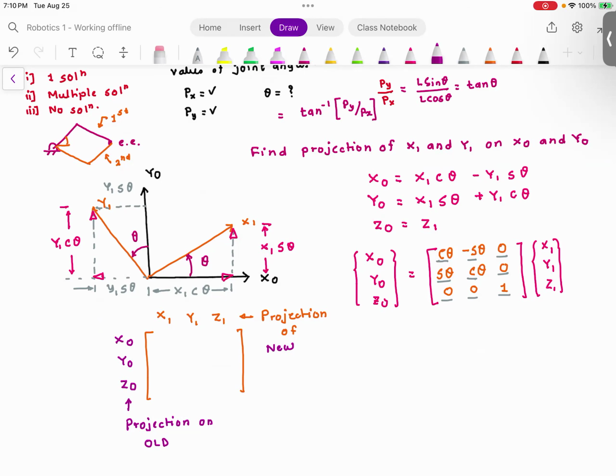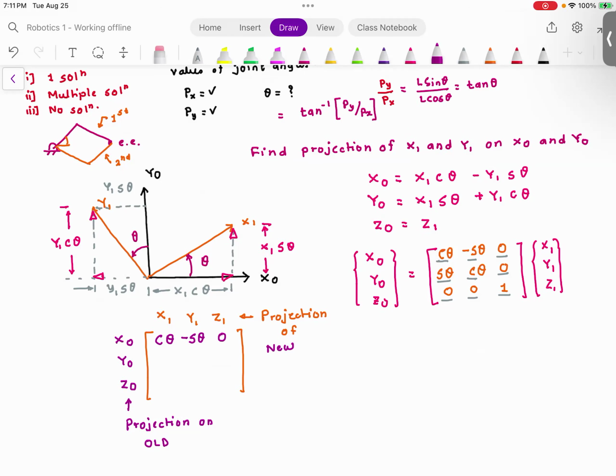So projection of x1 on x0. Do you agree with me? It is cosine theta. Projection of x1 onto x0 is cosine theta. Projection of y1 onto x0 is sine theta, but that's a minus sine theta. Projection of z1 onto x0 is 0. Why? Because they are mutually perpendicular.